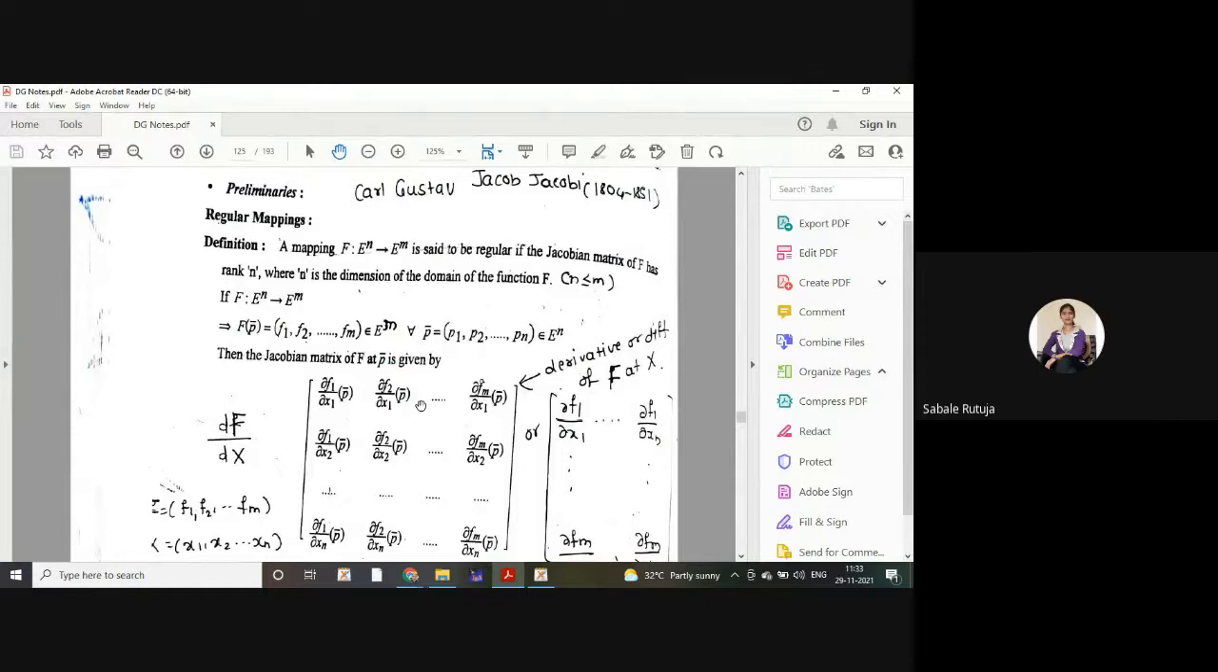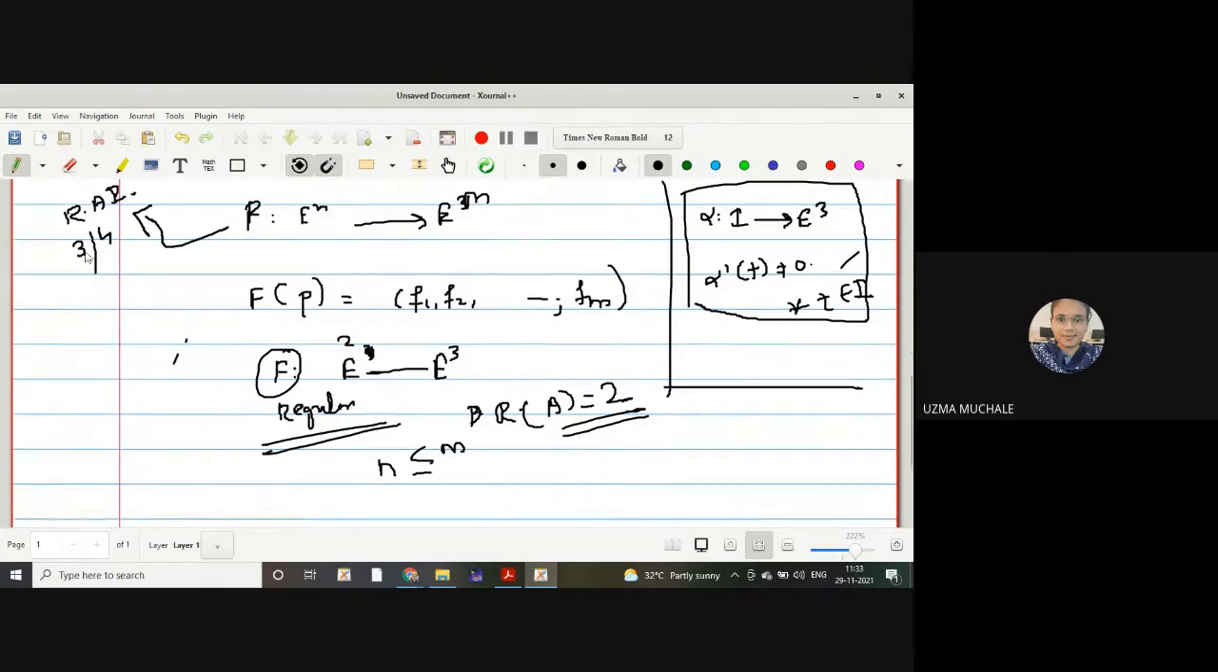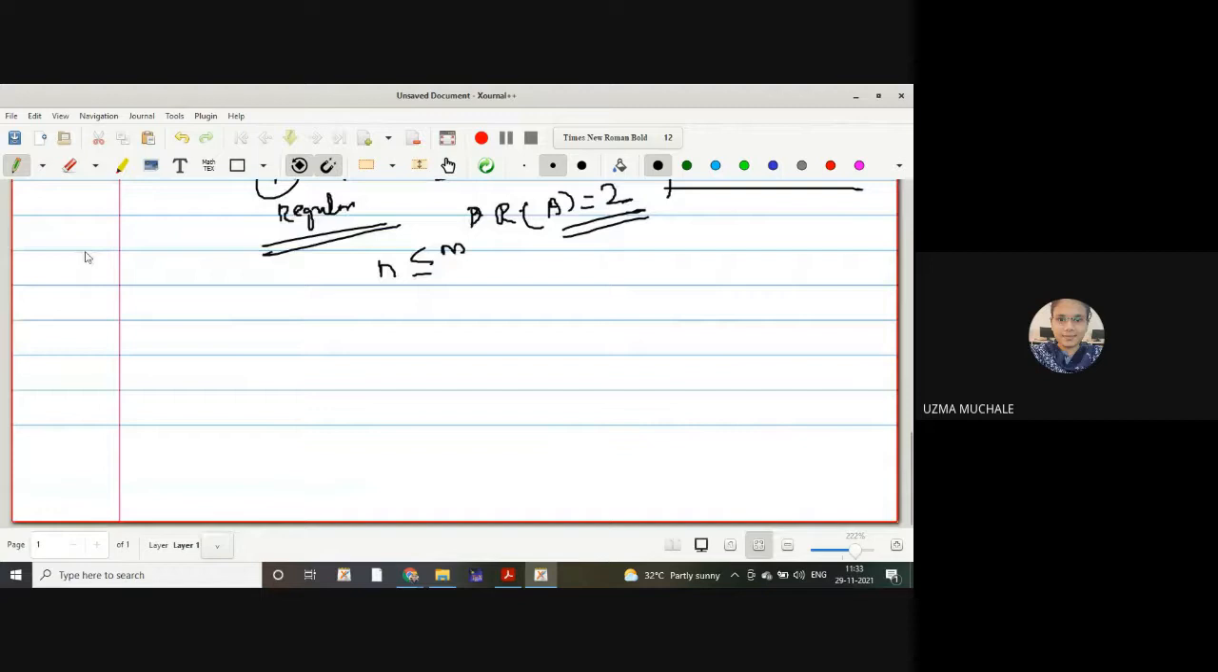Here again the condition is given, n should be less than or equal to m. That's why I have written that the mapping F is from E2 to E3 space. If you are not remembering all this, you can go back to those lectures of real analysis where you have studied it in detail.